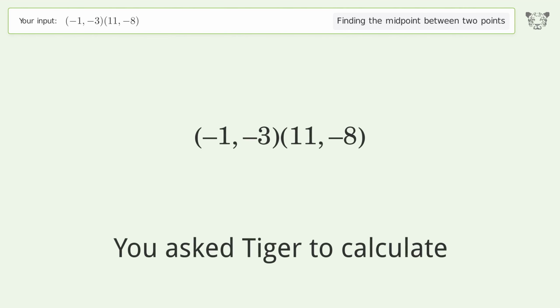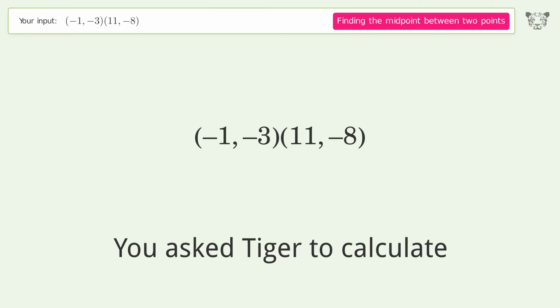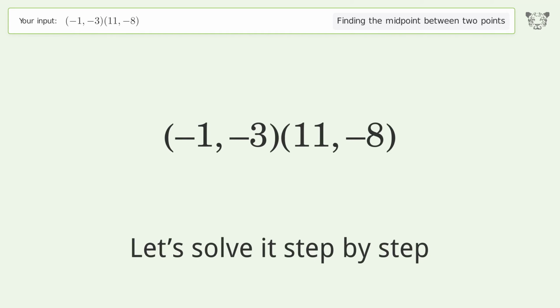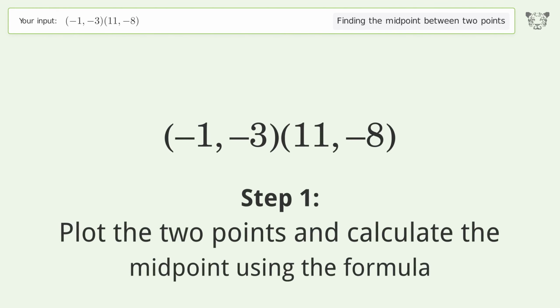You ask Tiger to calculate. This deals with finding the midpoint between 2 points. The midpoint between the 2 points is 5, negative 5.5. Let's solve it step by step. Plot the 2 points and calculate the midpoint using the formula.